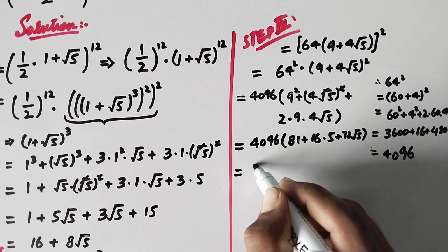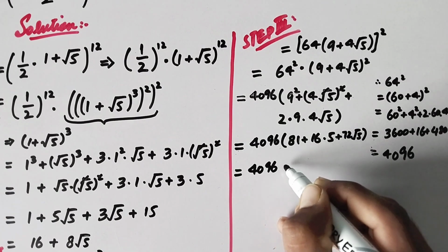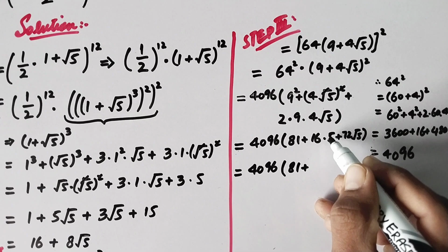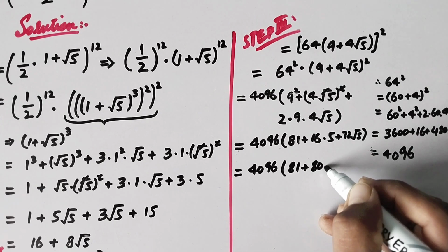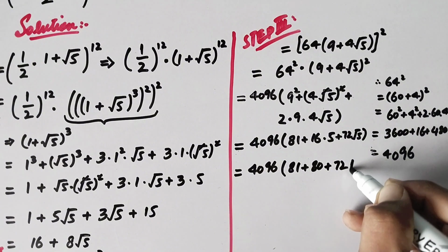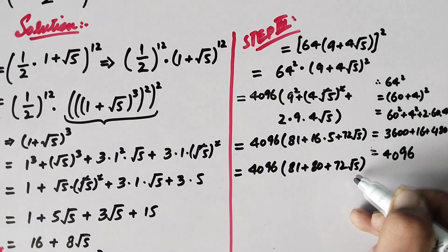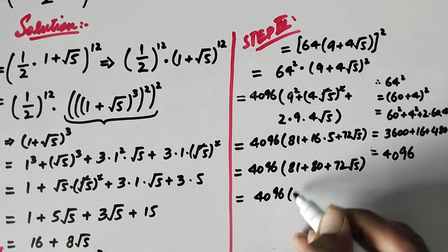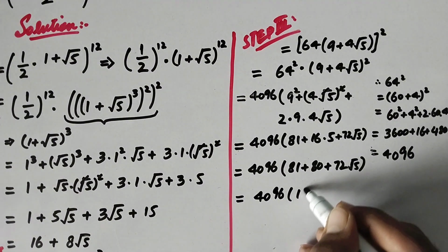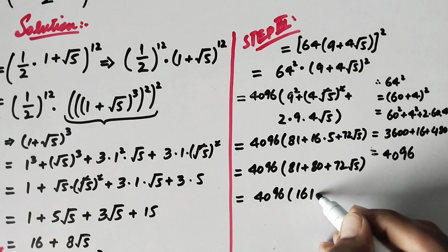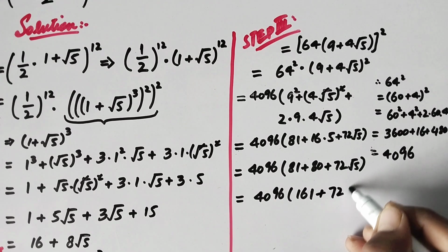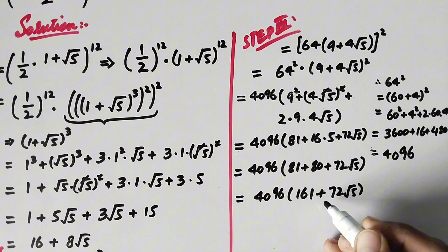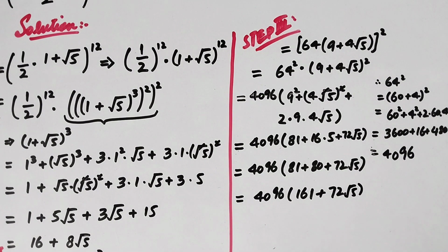So the next step will be equal to 4096 times (81 plus 16 times 5, which is 80, plus 72 times square root of 5), or 4096 times (81 plus 80, which is 161, plus 72 times square root of 5). And now we will take step 4.